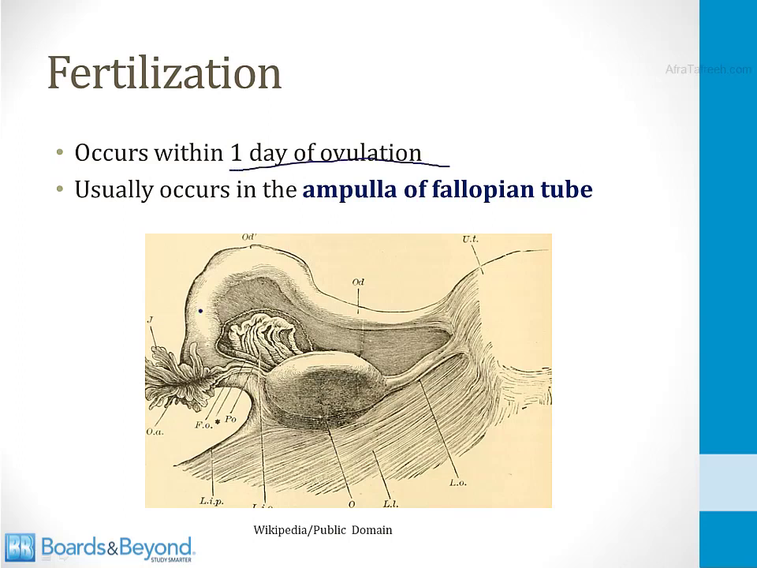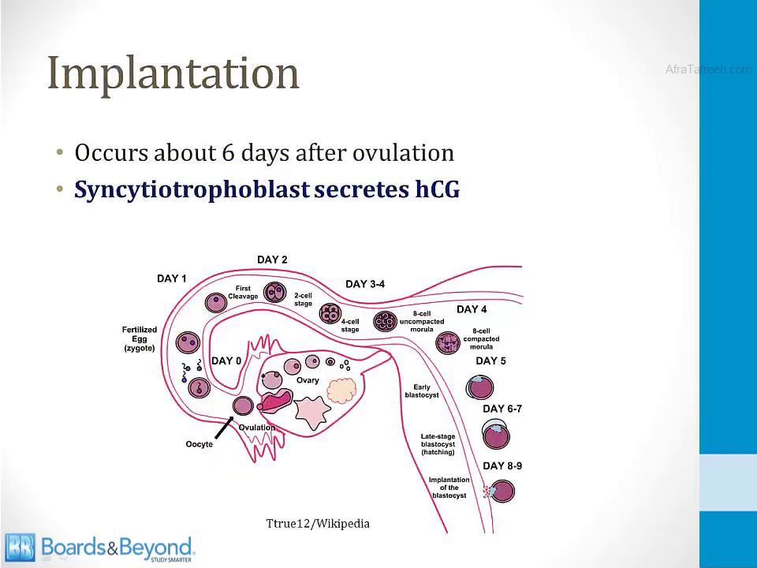And you should be aware that fertilization usually occurs in the ampulla of the fallopian tube. If you look at this drawing on the screen here, this is the ovary, this is the fallopian tube, and this wide part here is the ampulla of the fallopian tube. And that's where the egg is usually fertilized, and then it travels down the fallopian tube to the uterus and implants in the wall of the uterus.